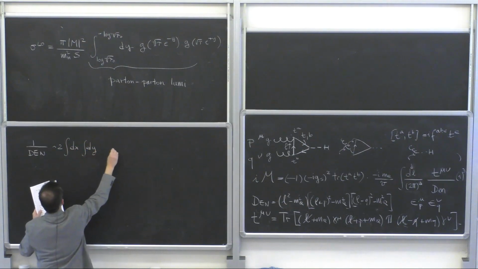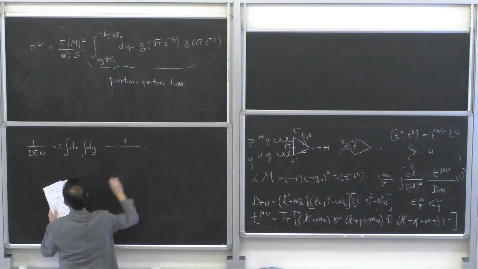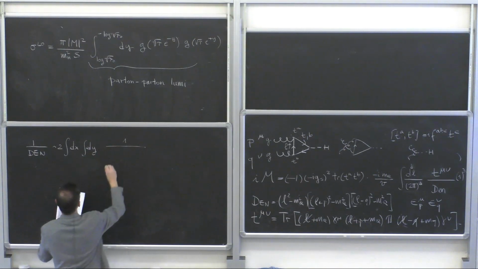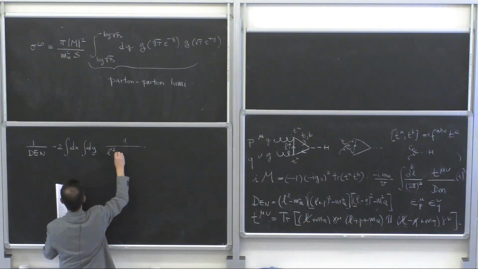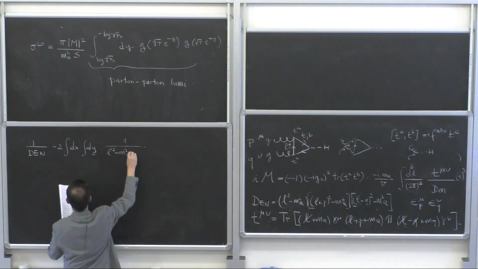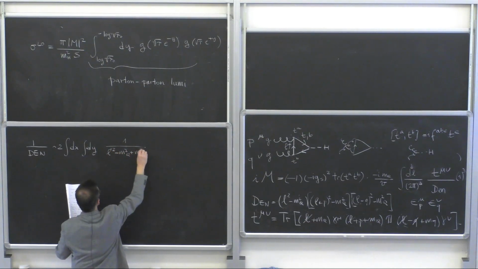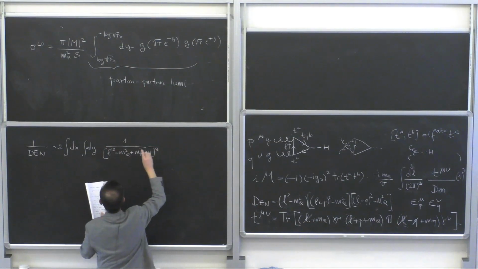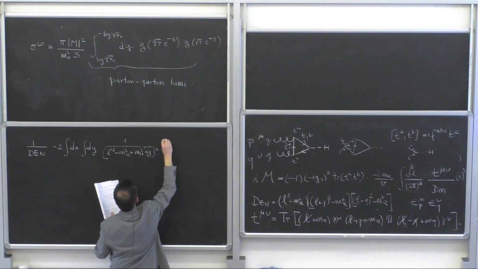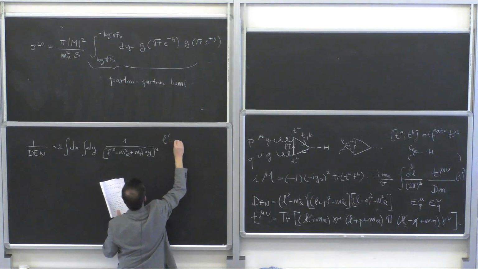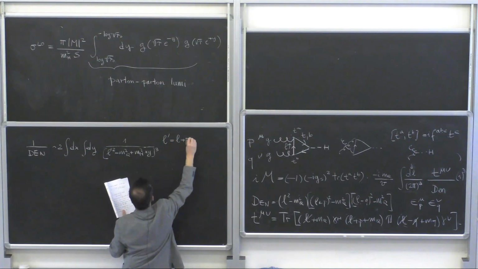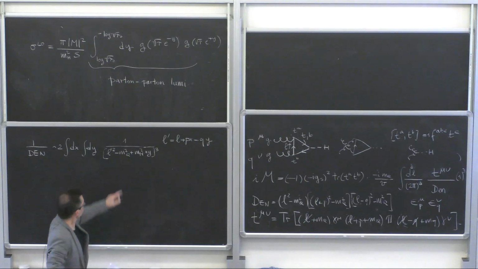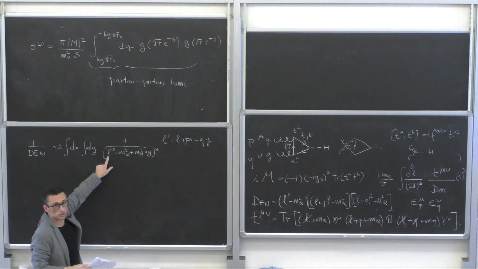Okay, you combine them in one denominator. And so let me do two things in one go. I combine them and then I make a shift in the momentum. Why? I make this shift to make the denominator a quadratic function in L.